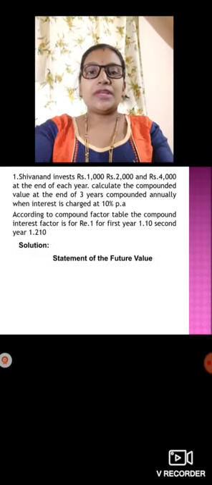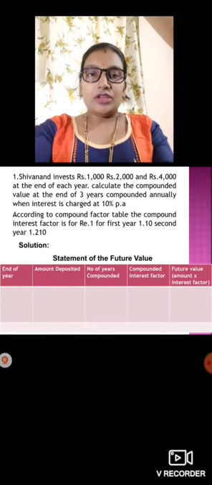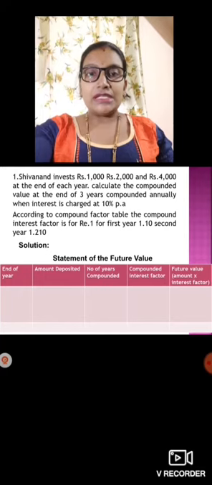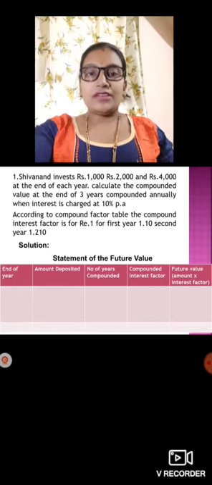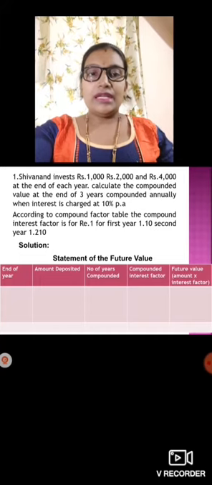You have to prepare a statement of future value here. So we have 5 columns here. End of the year. Then amount deposited, how much amount has been deposited. Then the third column is number of years compounded. Then compounded interest factor, what they have given in the problem, the same we are going to write here. Then you are going to calculate future value. How to calculate future value? Amount into interest factor.